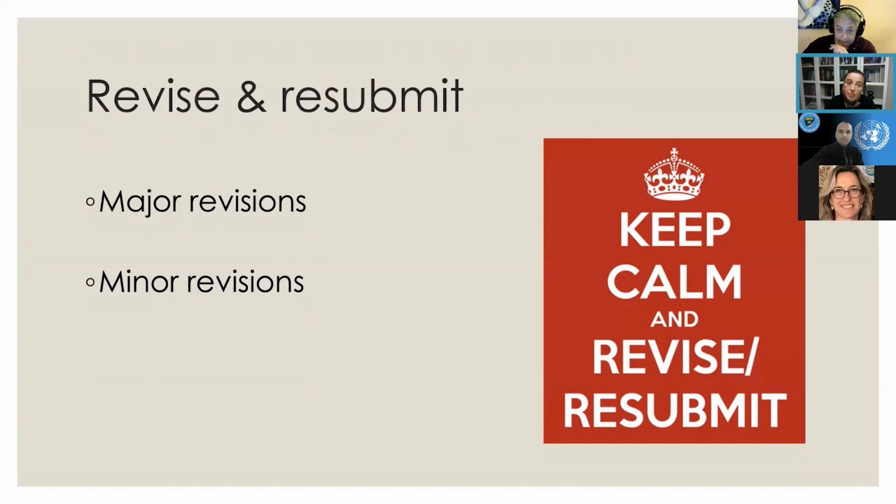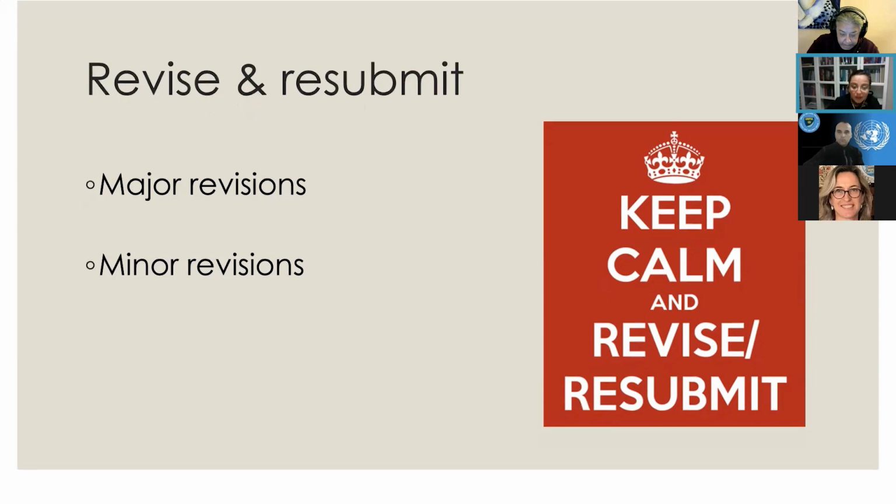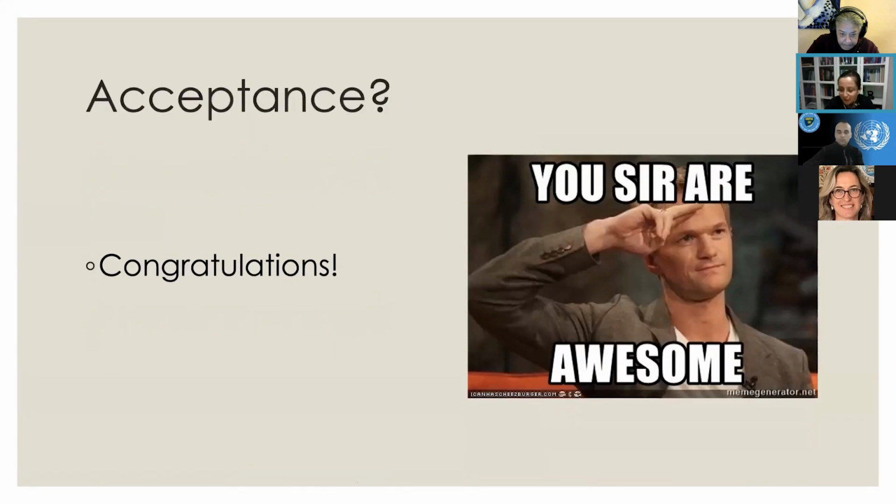The third response type can be revise and resubmit through major or minor revisions. If the editor's decision is to revise and resubmit, keep calm and continue revising your paper. Don't give up. And this part is very important because the editor gives you a second chance. So I think you can give it a try, right? And of course, the fourth option will be acceptance.